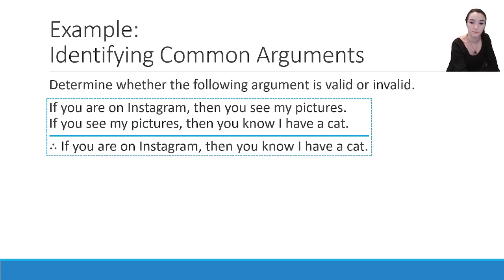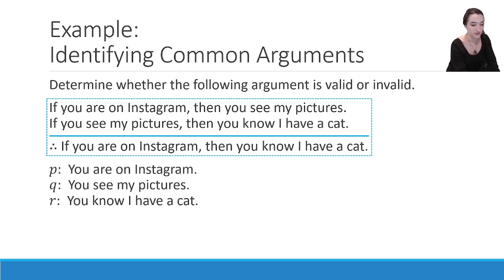Okay, so here there's more ideas at play, because we have being on Instagram as the first idea. Seeing my pictures is the second. We've got my pictures again, so that one's repeated. And then you know I have a cat. Okay, that's three ideas. Then we get Instagram, cat again. So we've got P, Q, and R. P is Instagram, Q is my pictures, R is I have a cat. So in this case, if P, then Q, if Q, then R, therefore, if P, then R is what we've got going on, right?